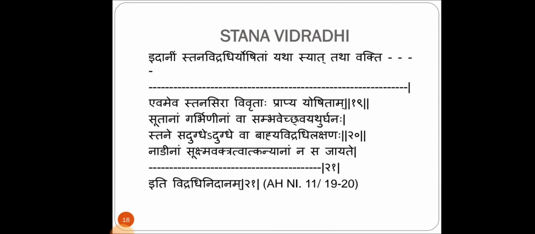It is Ashtanga Hridaya, and it is told that: Evameva Stanasira Vivrata Prapya Yoshitam Sutanam Garbhininam Va Sambhavet Shvedurgana Stane Sadugde Adugdeva Bahya Vidyadi Lakshana Nadinam Sukshmavattatvat Kanyanamna Sanjayate. So this is the reference taken from Ashtanga Hridaya Nidana Sthana.